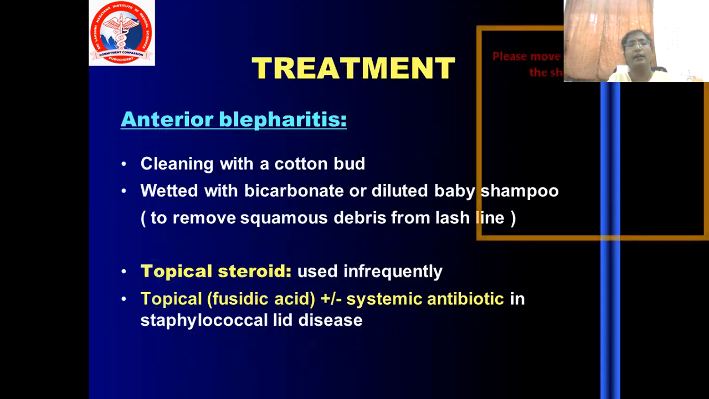For anterior blepharitis, we clean with a cotton bud, treated with bicarbonate or diluted baby shampoo, to remove the debris from the lash line. Topical steroids are used infrequently. One more thing is topical fusidic acid plus a systemic antibiotic in staphylococcal disease.